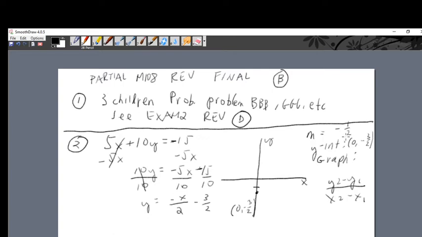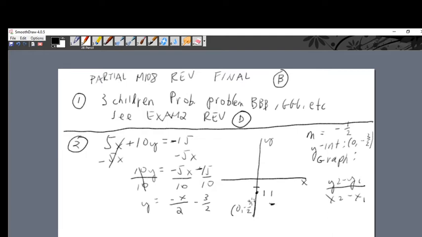So where should I move? I should move 2 to the right. That's going to be positive. 1, 2. Now the negative will be 1. That's the up and down movement. So what does negative 1 tell me to go? It tells me to go down over here one full unit, right? This is 3 halves. I'm going down 1 full unit. That's going to be 5 halves.